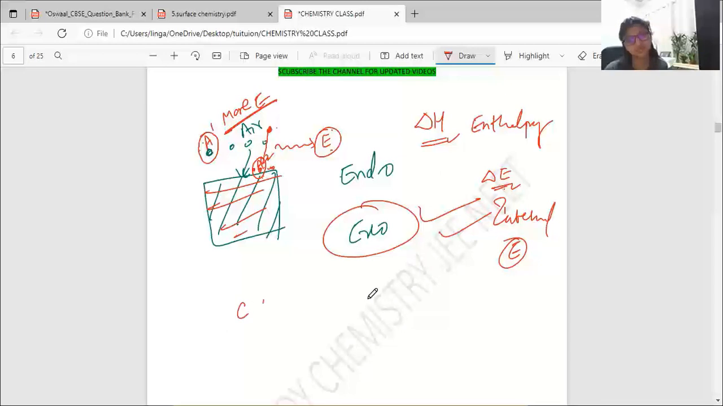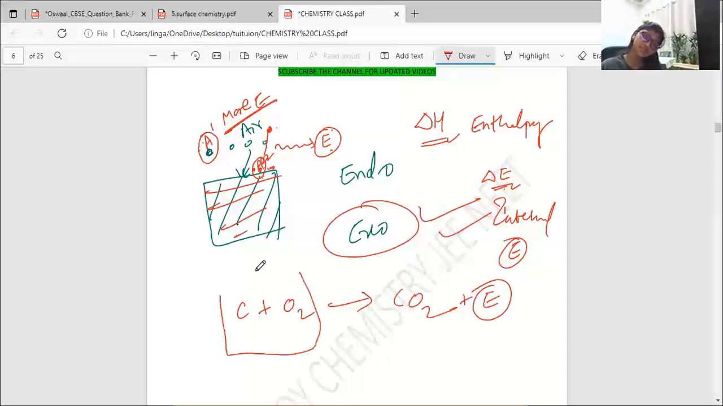Carbon burning in the presence of oxygen forming carbon dioxide, releasing some energy, in an open container. It is nothing but fuel burning, like carbon burning. Suppose 100 kilojoules of energy is released. Now, is it delta H or is it delta E?